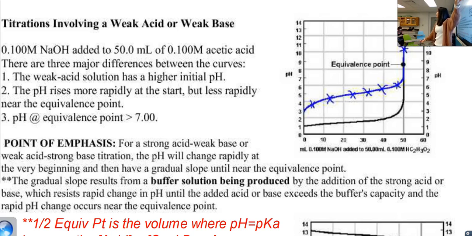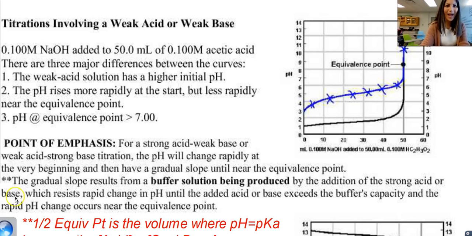Closer to what? Closer to 9, not 7. So if you have a strong base titrated with a weak acid, you're going to expect your pH to be a little bit higher. Obviously, if you have a strong acid with a weak base, you're going to expect your pH to be where at the equivalence point? A little bit lower than 7, okay?